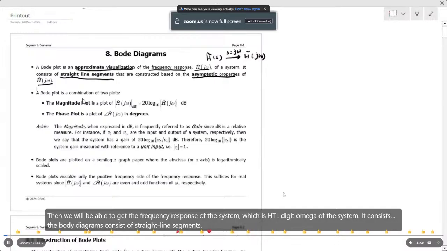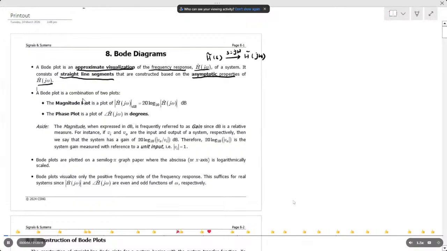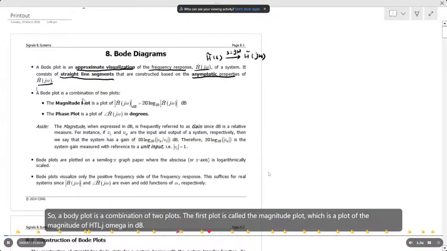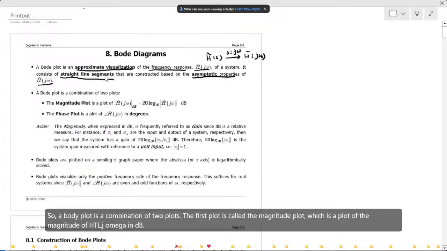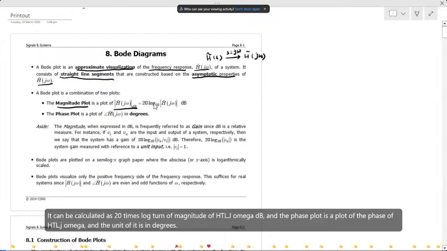The Bode diagrams consist of straight line segments that are constructed based on the asymptotic properties of H(jω). So a Bode plot is a combination of two plots. The first plot is called the magnitude plot, which is a plot of the magnitude of H(jω) in dB. It can be calculated as 20 times log 10 of the magnitude of H(jω) dB. And the phase plot is a plot of the phase of H(jω), and the unit of it is in degrees.